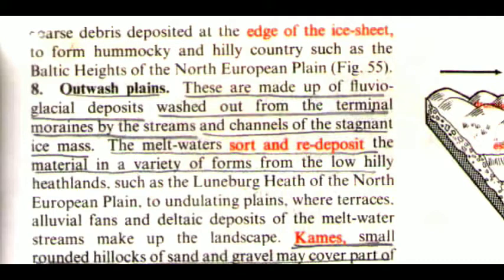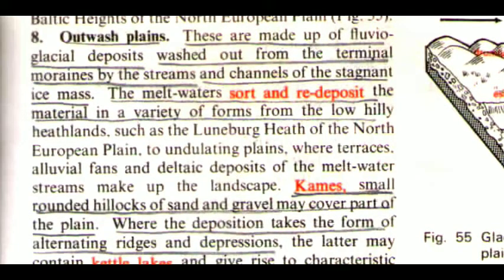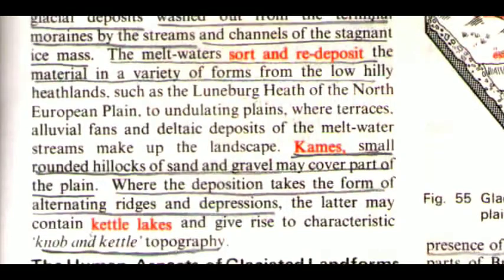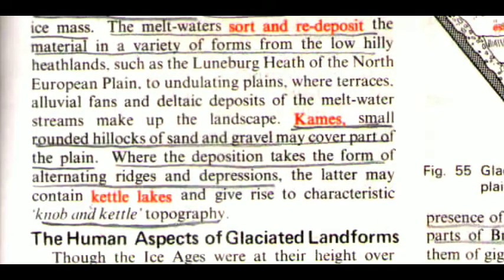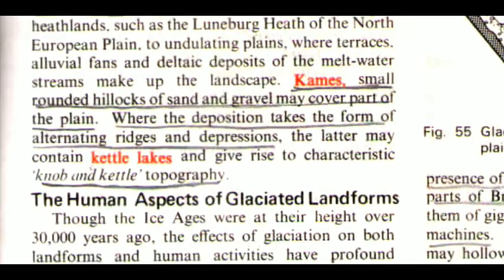These are made up of fluvio-glacial deposits washed out from the terminal moraines by the streams and channels of the stagnant ice mass. The meltwater sorts and redeposits the material in a variety of forms, from the low hilly heathlands such as the Luneburg Heath of the North European plain to undulating plains where terraces, alluvial fans, and deltaic deposits of the meltwater streams make up the landscape. Kames, small rounded hillocks of sand and gravel, may cover part of the plain, where the deposition takes the form of alternating ridges and depressions. The latter may contain kettle lakes and give rise to characteristic knob and kettle topography.